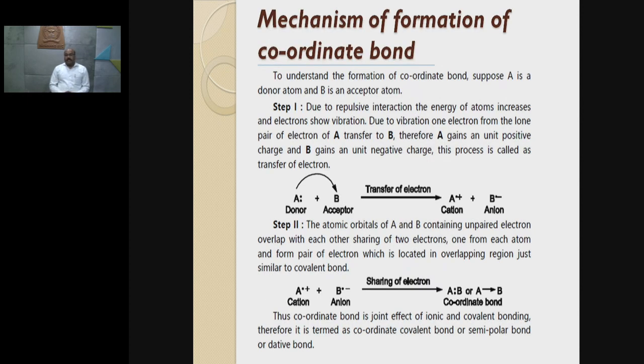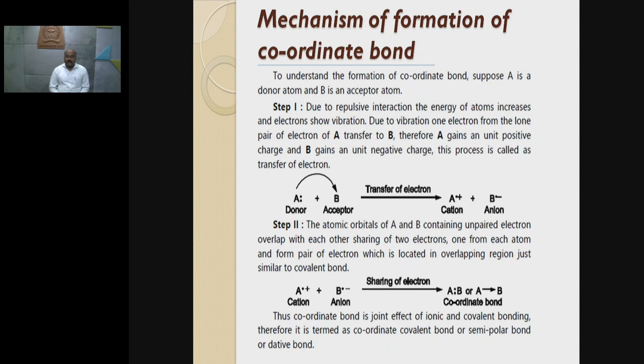Let us see the mechanism of formation of a coordinate bond. During the formation of a coordinate bond, suppose atom A combines with atom B and forms a coordinate bond, where A acts as a donor atom and B acts as an acceptor atom. That means A must be a non-metal atom and B must be a metal atom. In the first step, the transfer of one electron from the donor atom to the acceptor atom can take place.